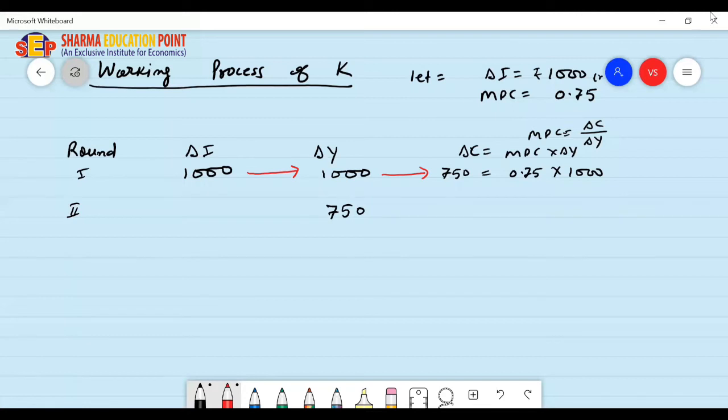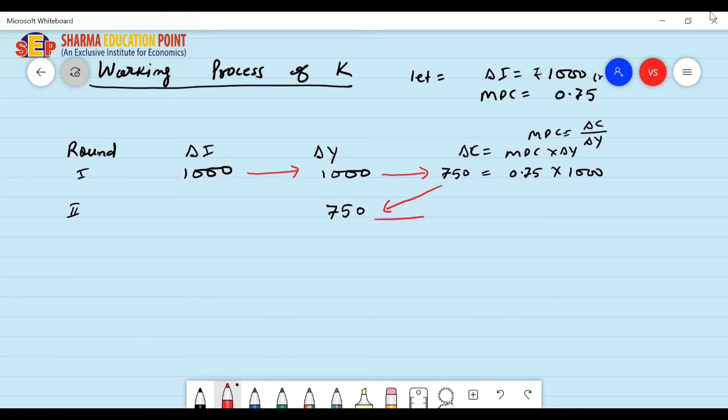देखो look again, जब पहले पर्सन ने 1000 रुपए इन्वेस्टमेंट किया तो वो किसी की 1000 रुपए इनकम बढ़ गया. अब जिसकी इनकम बढ़ा उसमें से 750 रुपीज उसने अपने कंजम्पशन पे खर्च किया. अब जब इसने खर्च किया है एक्सपेंडिचर, now this is the income of another person, because expenditure of one person is income of another person. अब इसने जब 750 रुपीज इसकी इनकम ऐड हो गई, ये क्या करेगा?